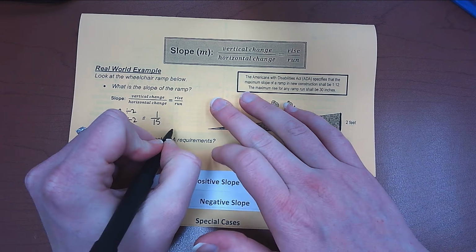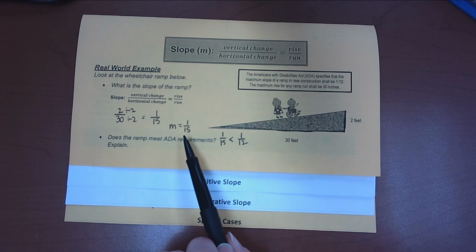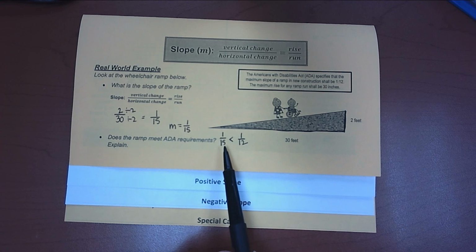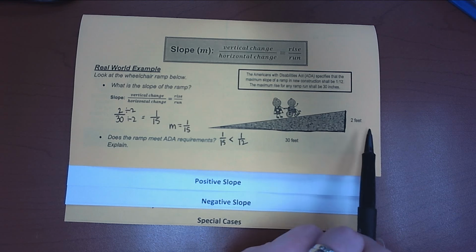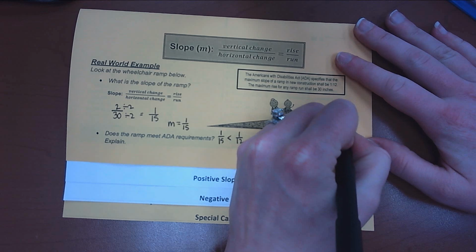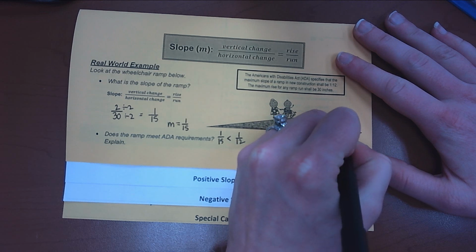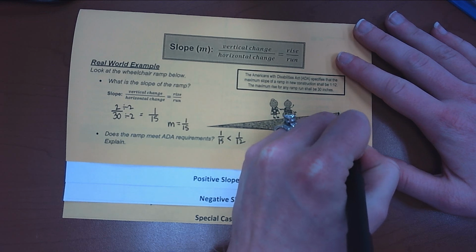And what we're trying to decide is, is 1/15 bigger or smaller than 1/12? We know that 1/15 is less than 1/12. So the maximum slope is 1/12. So because this is smaller than that, we would say, yeah, it meets that requirement. And then the maximum rise shall be 30 inches. So 2 feet, if we multiply by 12, is 24 inches. So the rise is less than 30. So this wheelchair ramp does meet requirements.